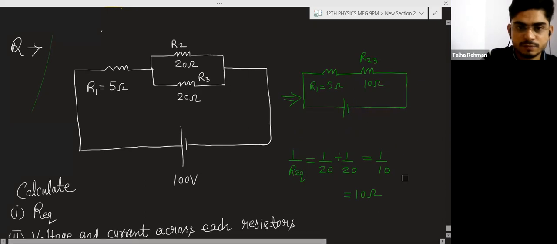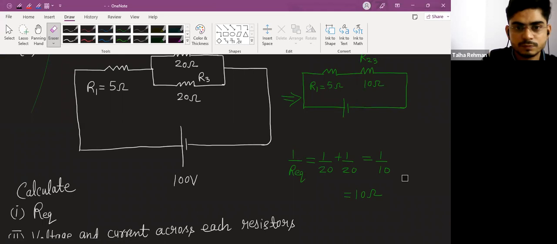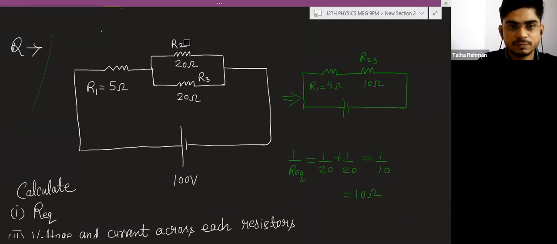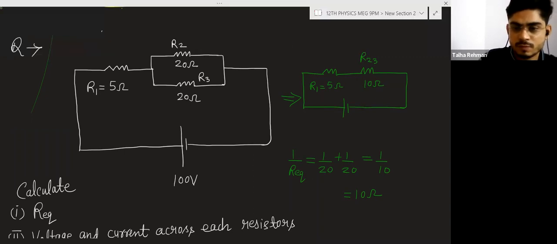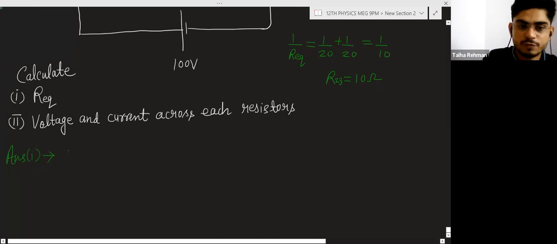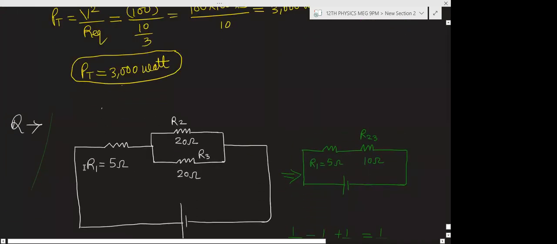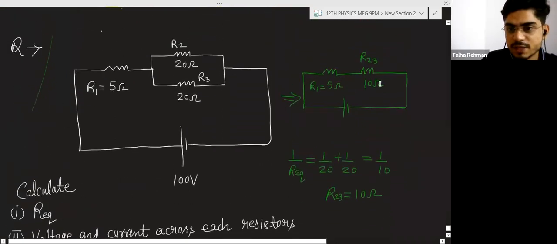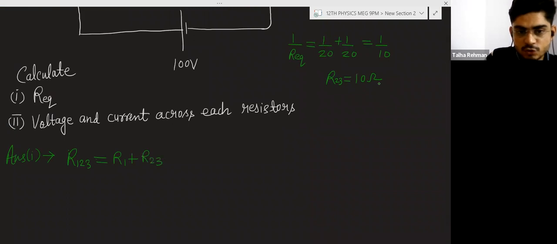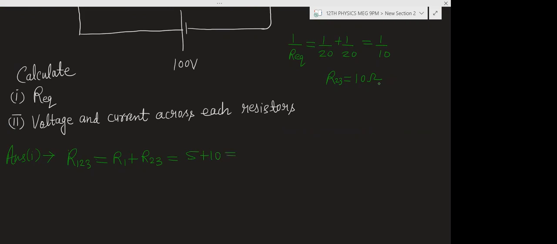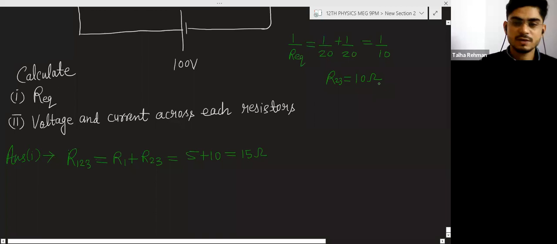So we can write here R23. Now if you want to find R123, the equivalent resistance of this circuit, how you will calculate? R1 plus R23. This will become 5 plus 10, this will become 15. Very good. First answer is done.